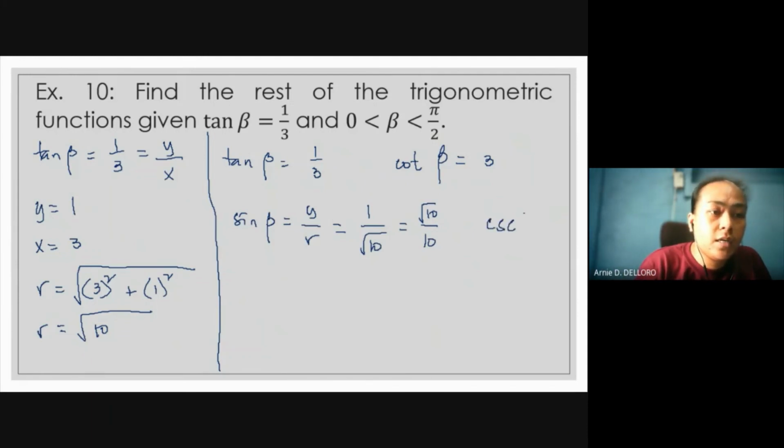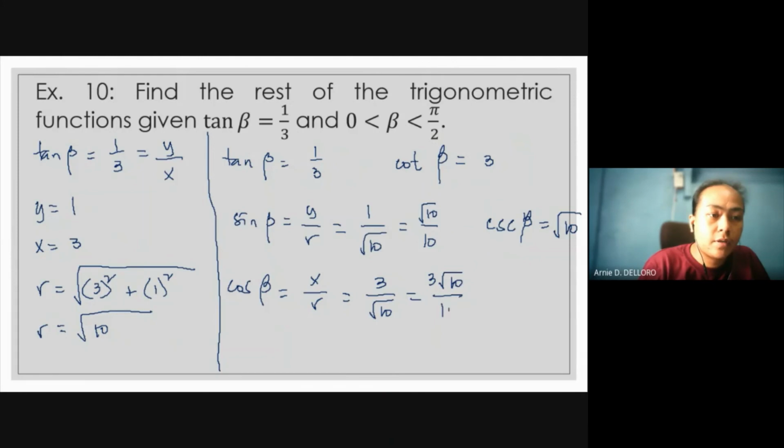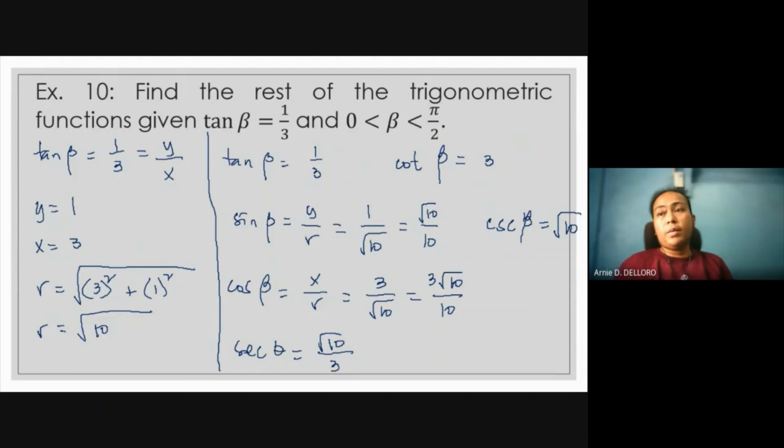Then we have cosecant beta. Reciprocal ng 1 over square root of 10 is simply square root of 10. Cosine beta is equal to x over r, which is 3 over square root of 10. So rationalizing the value, we have 3 square root of 10 over 10. And of course, yung secant theta is equal to yung reciprocal nito, square root of 10 over 3. Okay? So pareho lang naman yung nakuha natin sa unang solution.